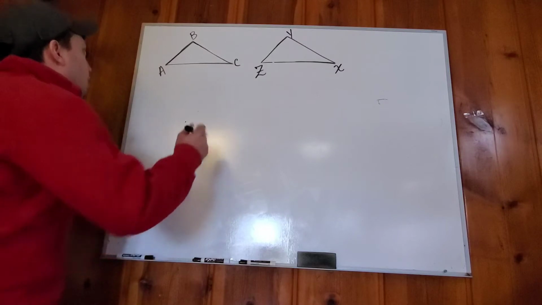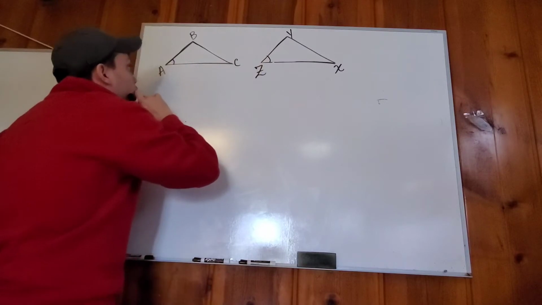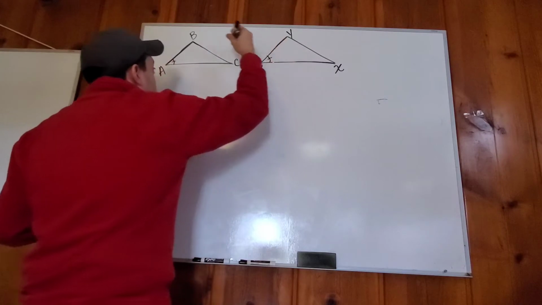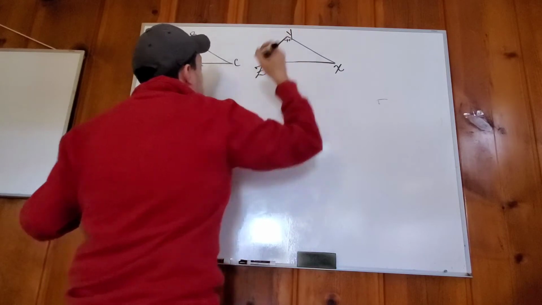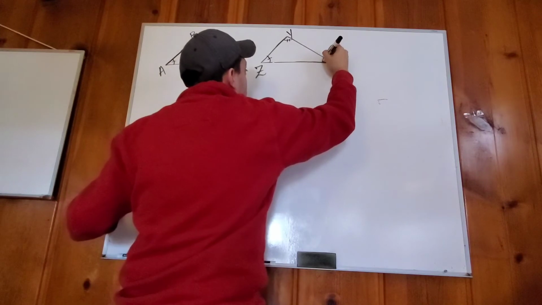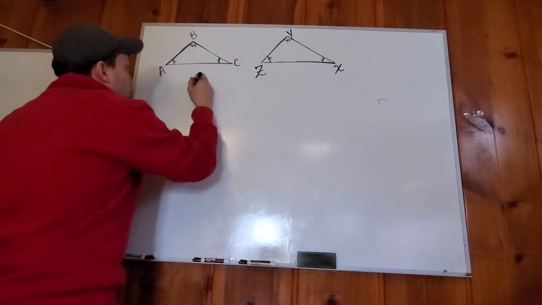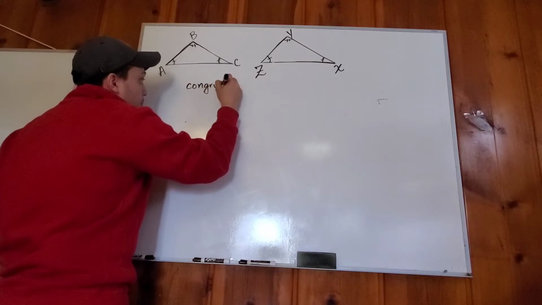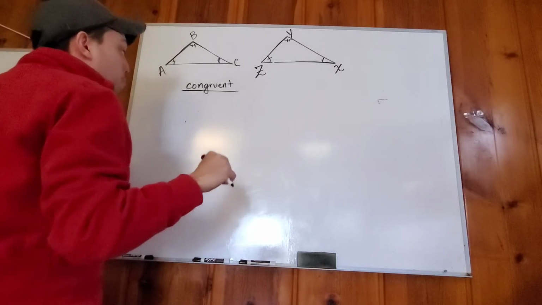And what we're going to say is that angle A and angle Z are congruent, actually. They're not similar, they're congruent. And angle B and angle Y are congruent. And then angle C and angle X are congruent. Okay, so those are angles that are congruent. So what is congruent in these two triangles? The ones that are congruent are the angles, okay?